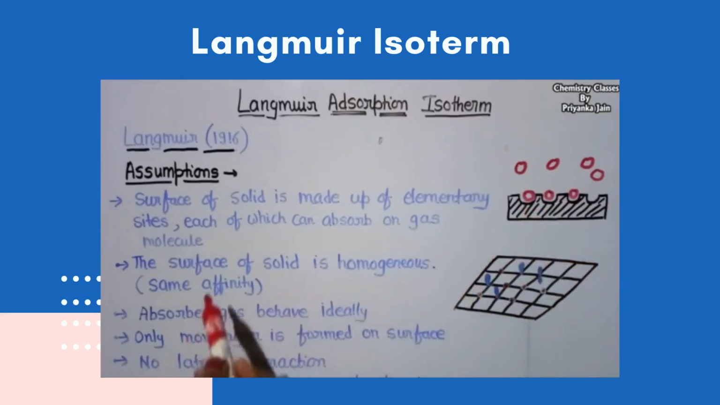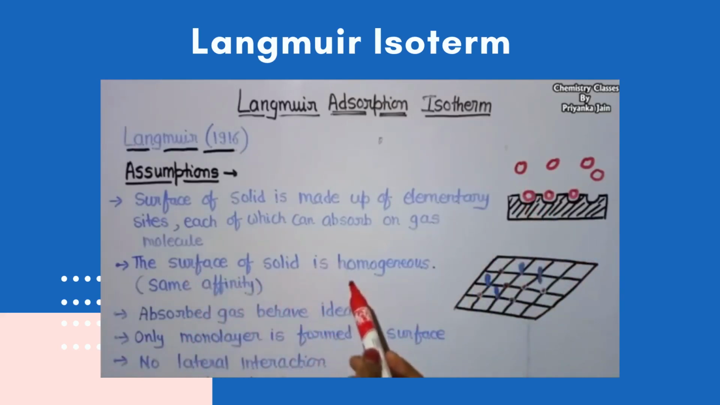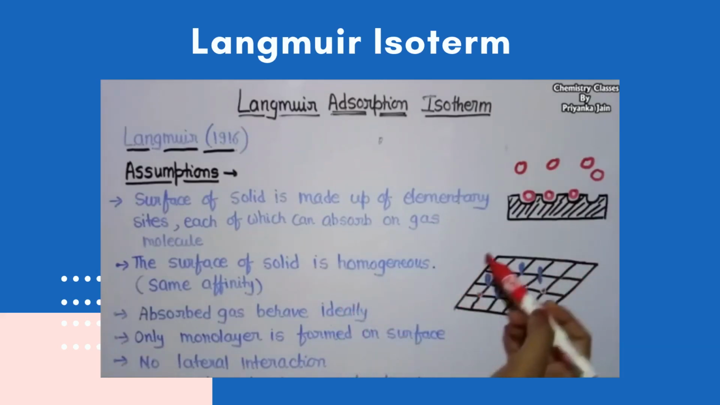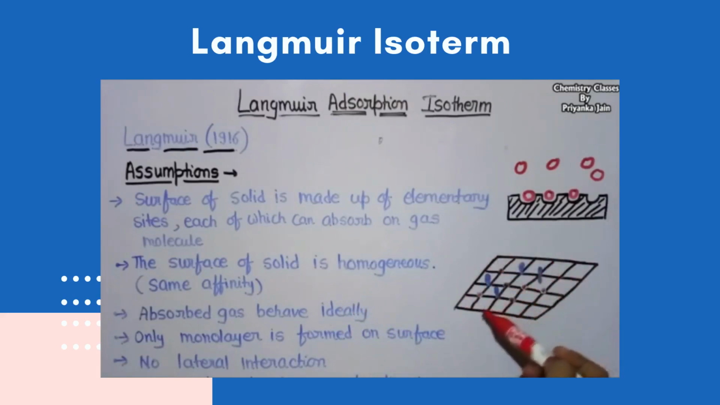Another assumption is that the surface of the solid is homogeneous. What is meant by homogeneous? It means all the sites are equivalent. Suppose this is the solid surface. This is a two-dimensional structure, and this is a solid surface that is homogeneous. It means all these sites, these are the sites on which the gas molecules are being adsorbed. All the sites are the same. It means they will have the same affinity for the gas molecules.